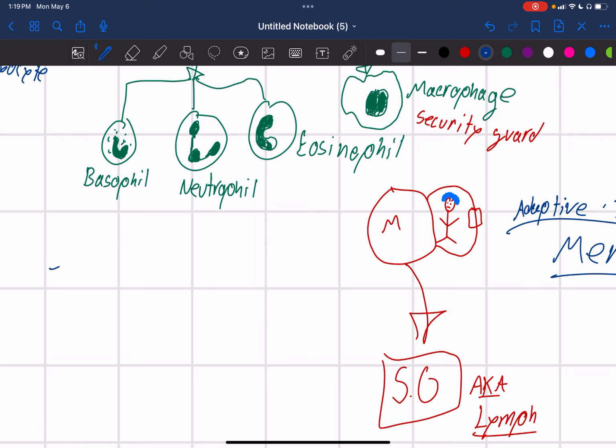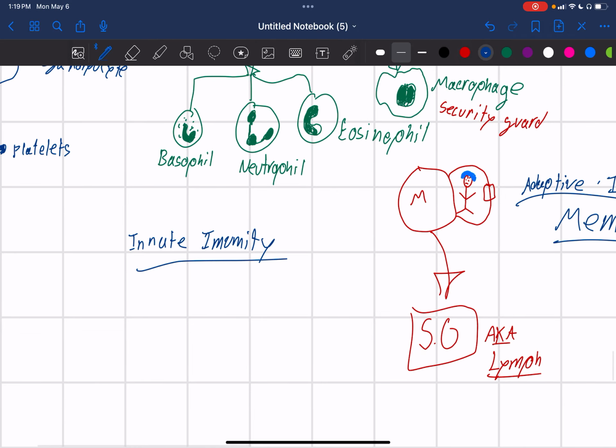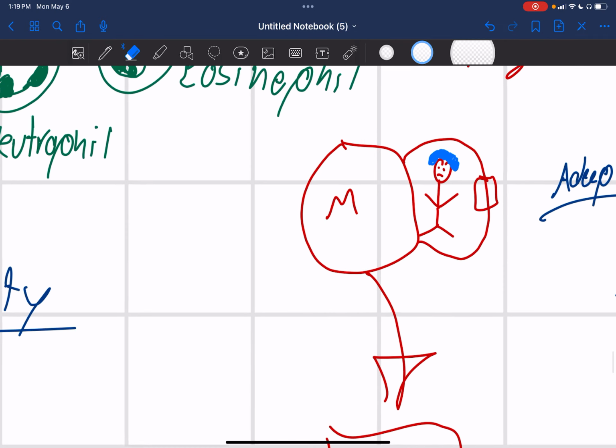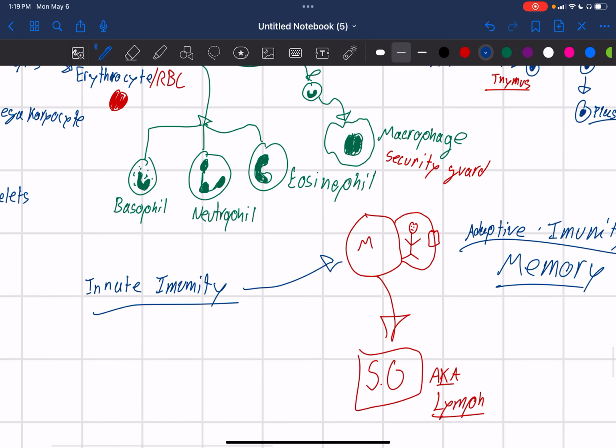Whereas innate immunity, I don't even know if I spelled that right, only happens whenever you're exposed to something for the first time. In that case, it would be something like whenever the security guard sees the bad person doing something bad for the first time, right? The response is going to be a little bit slower for the immune system in fighting off the infection.